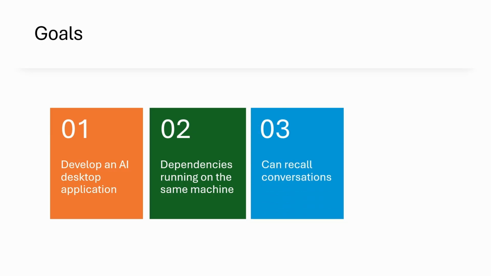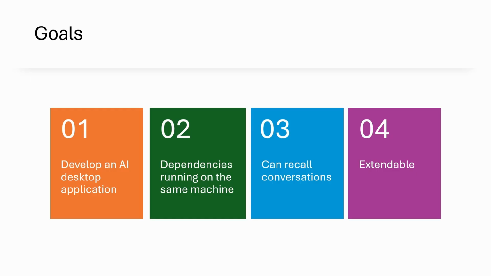3. Can recall conversations. A good AI assistant should remember past interactions. We'll implement conversation recall so the app can maintain context across sessions. This feature will enhance personalization, streamline workflows, and create a more natural user experience.